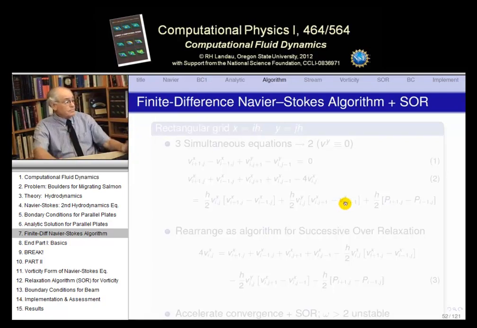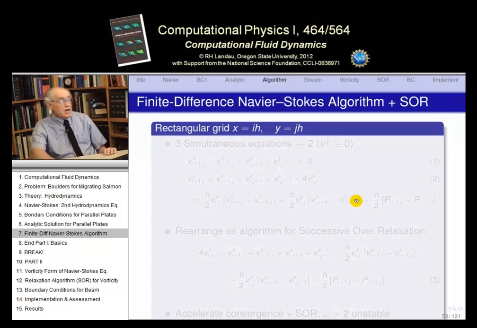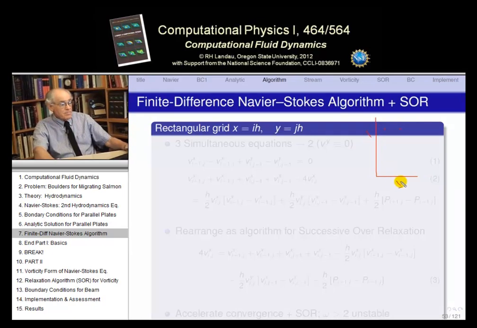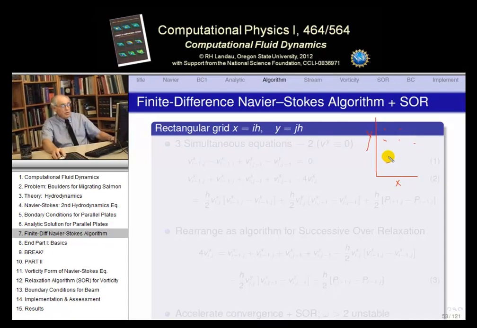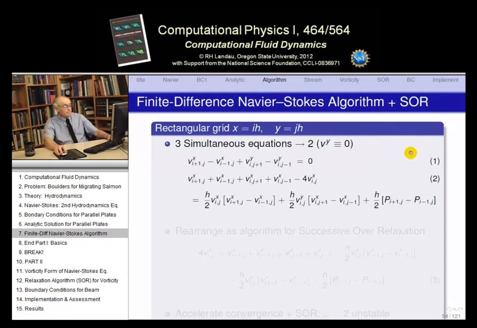Okay, so how do we solve it? As usual, we assume we have a rectangular grid of x and y values. Okay, so we have our grid here, dots on the grid, x is here, y, all separated by h. And then we have our three simultaneous equations, and we replace all the derivatives by finite differences, and we end up with these equations to solve.